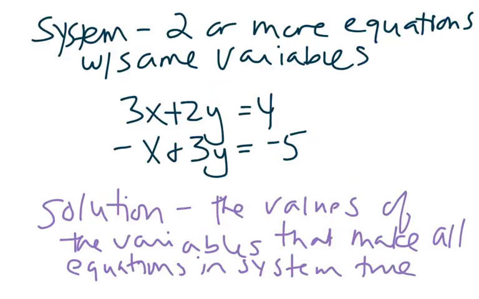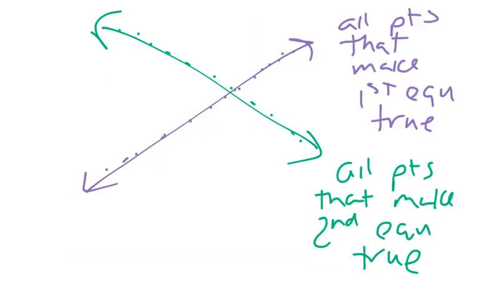And what are we looking for? We're looking for the values of the variables represented by the points that make both, in this case both, because there's only 2, of the equations true. Where will that be? That will be at the point of intersection. That point right there works for both the purple line and for the green line. So the graphing strategy works like this. You graph both of the lines, and your answer to the problem is the point of intersection.